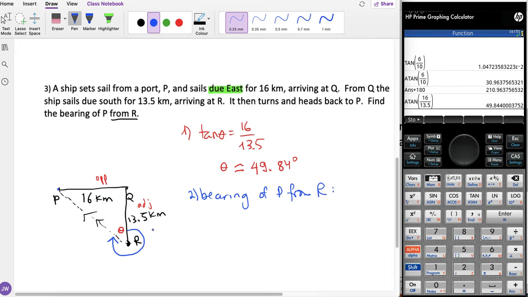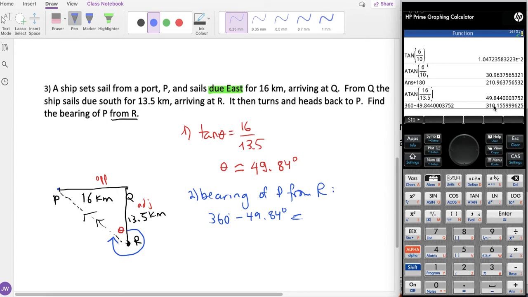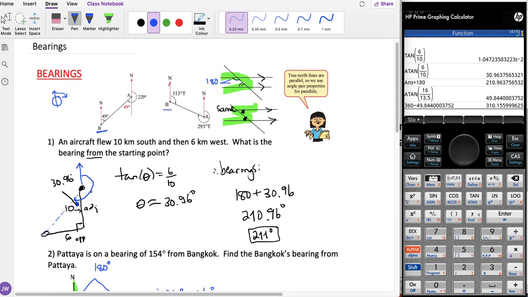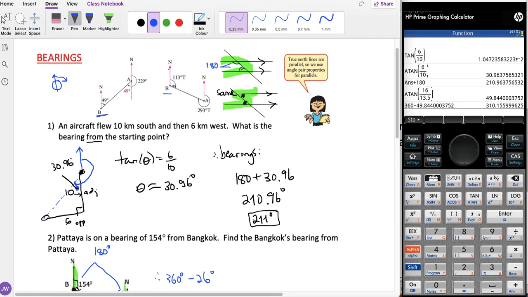All right, now to find the bearing. The whole circle is 360 degrees, and we're just going to subtract our answer from that. So 360 minus, and paste that, and we've got about 310 degrees. So just the two key things from today: north from the point, and then go clockwise until the line.